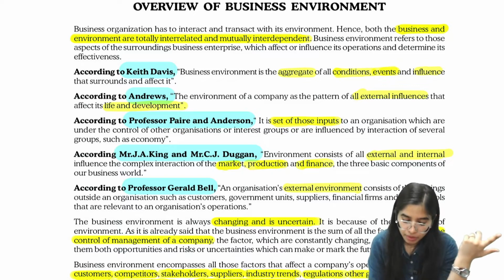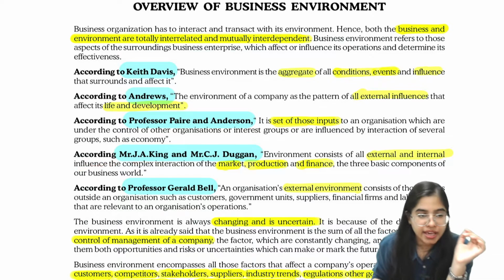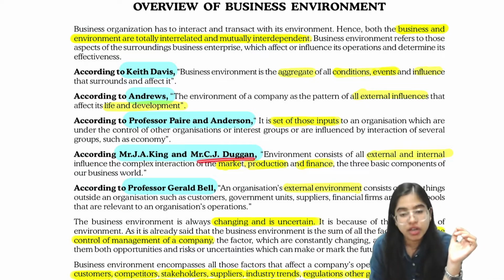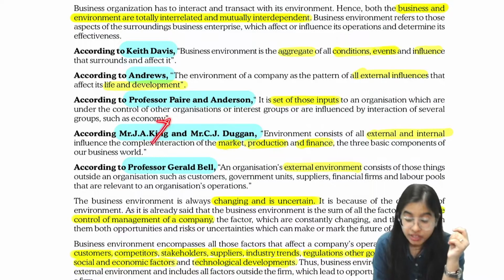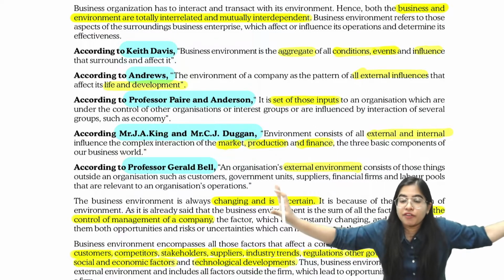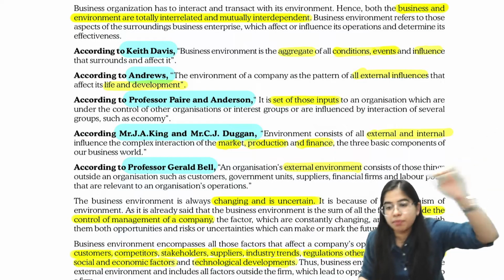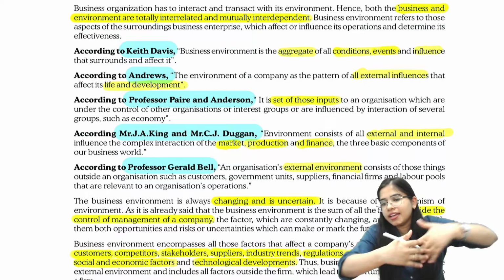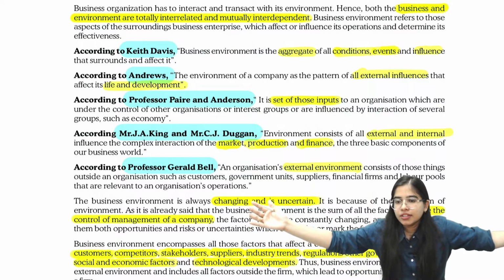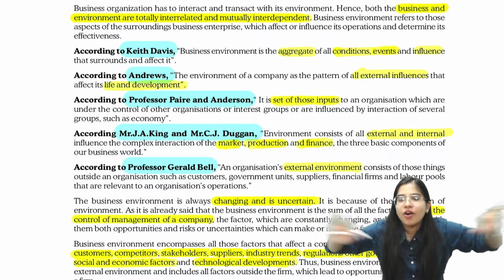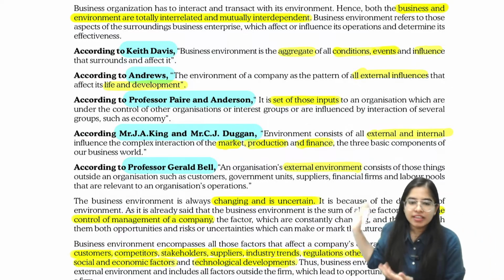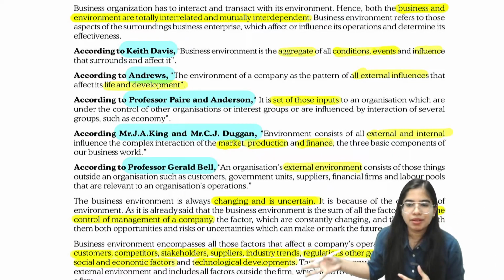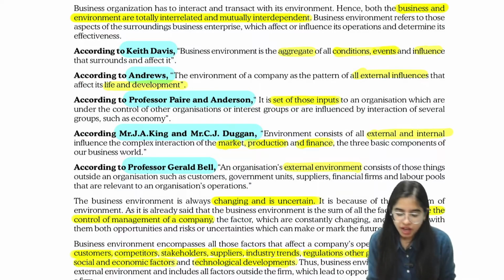This way you can remember. Next definition is given by Mr. J.A. King and C.J. Duggan. So here, a king is affected only by outside people, or also by the villagers or people of that area, or by his family members, by internal members also? So this king has given an internal and external definition.